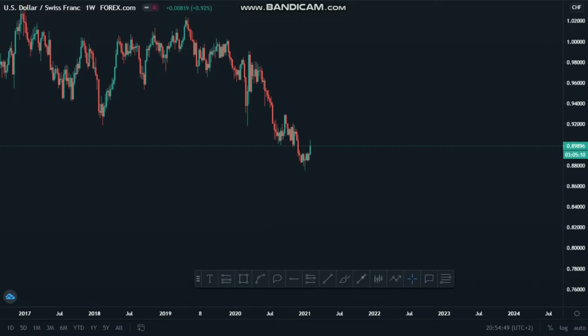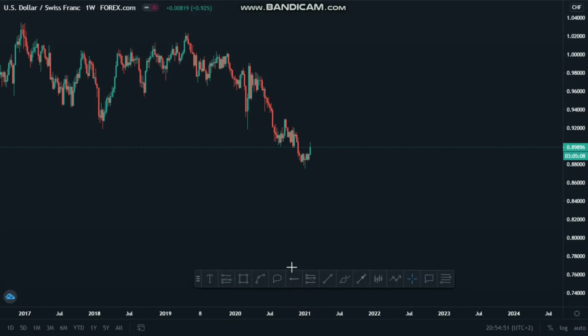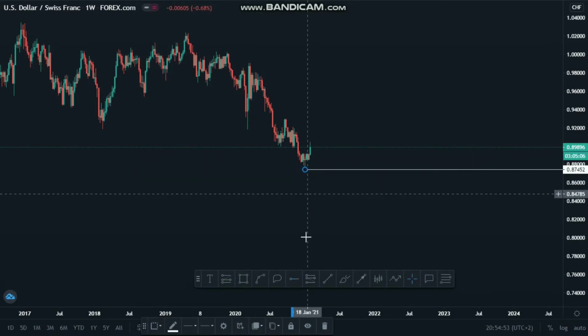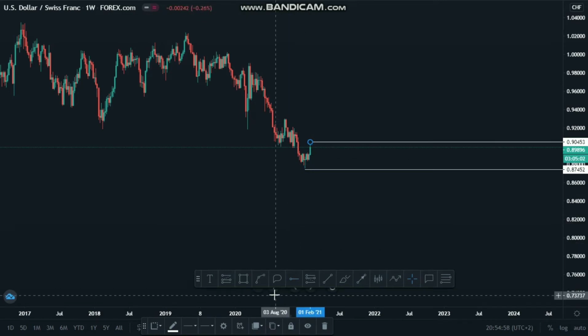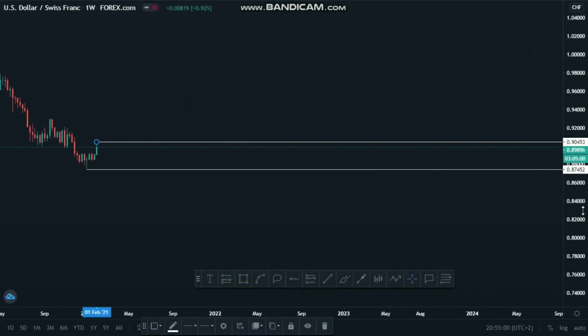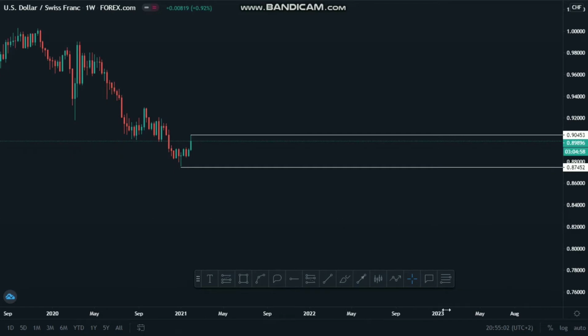As always, we're starting from the weekly time frame, identifying our major support and our major resistance. This is our major support, this is our major resistance. As the experts, we don't complicate our charts, we do things the simple way so that it can be clear and visible of what we're doing.